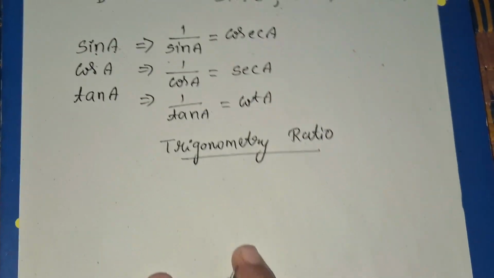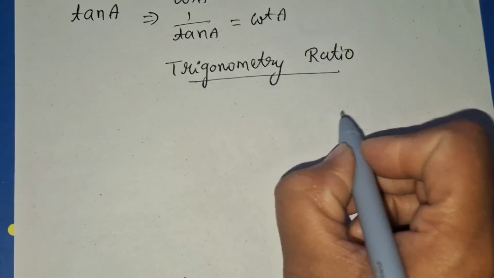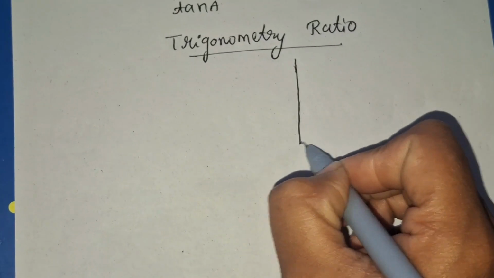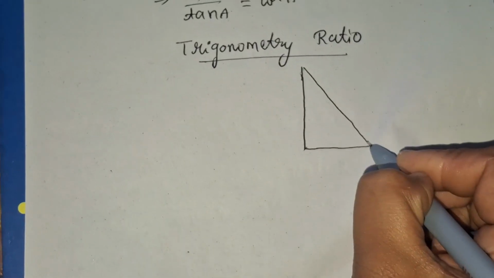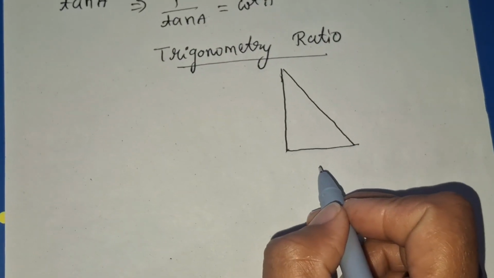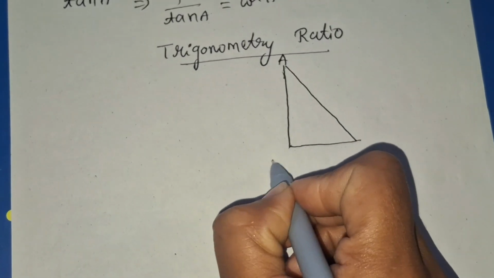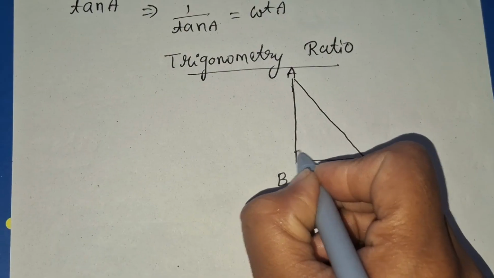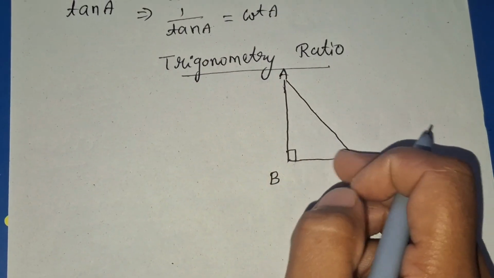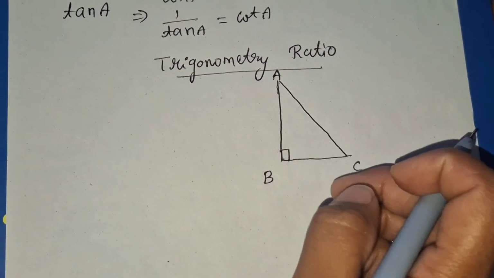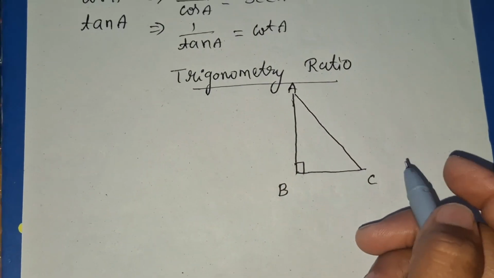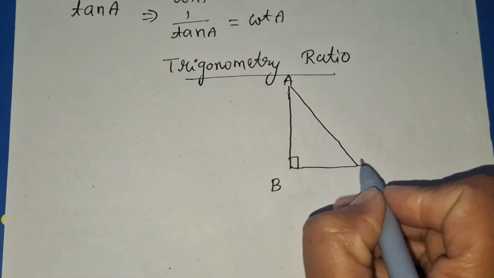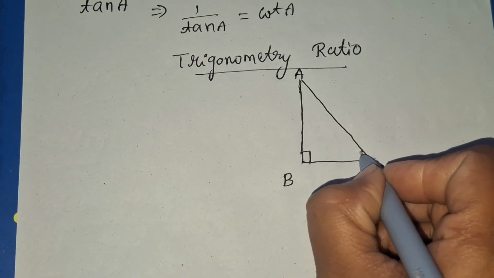Then next topic is trigonometry function. We know that in this trigonometry chapter we use the right angle triangle. So first plot the right angle triangle. Suppose we label it A, B, C. Which one is the right angle? Angle B is the right angle because two sides are perpendicular to each other. Next, A and C are acute angles. Any one we can choose. So we choose C as the acute angle.